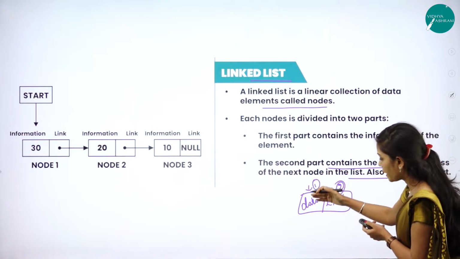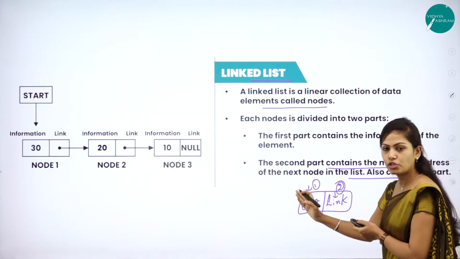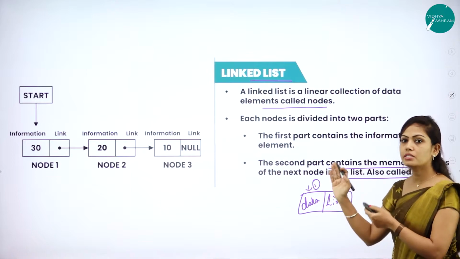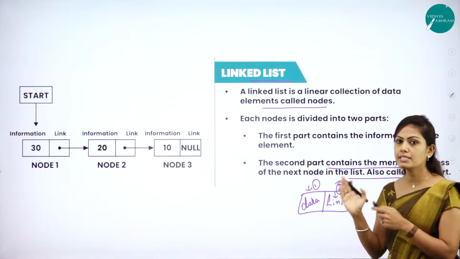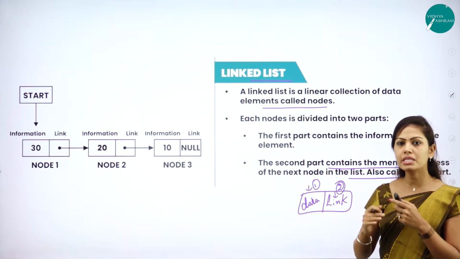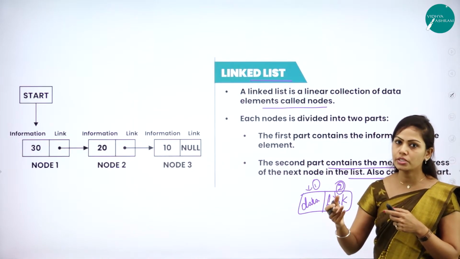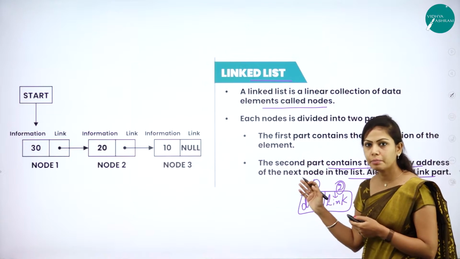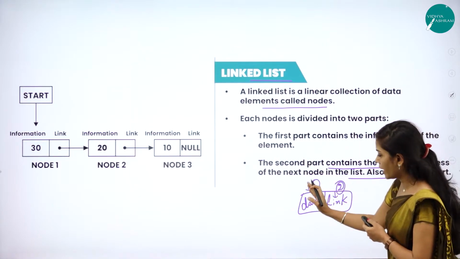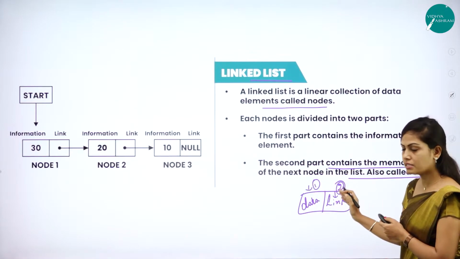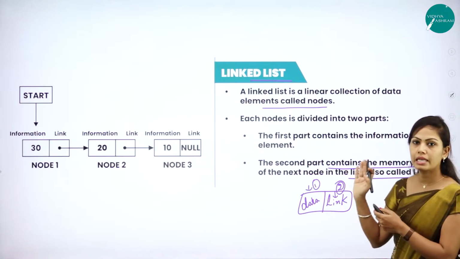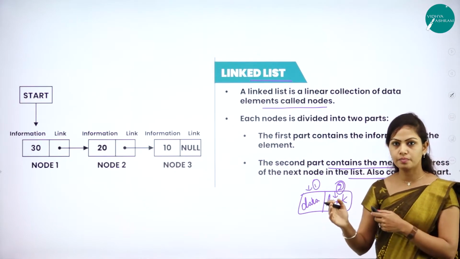So, the first part contains the information of the element and the second part contains the memory address of the next element, called the link. In this linear data structure, elements are arranged in any location, but there will be a link between every element in the list. So, we have two parts: data or information, and the link to the next node.